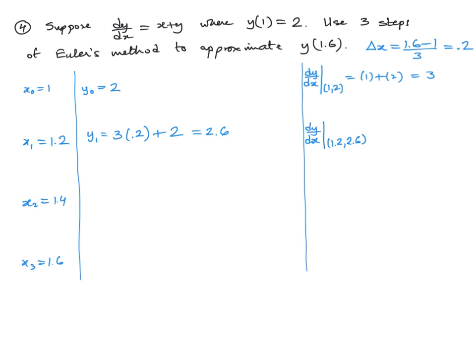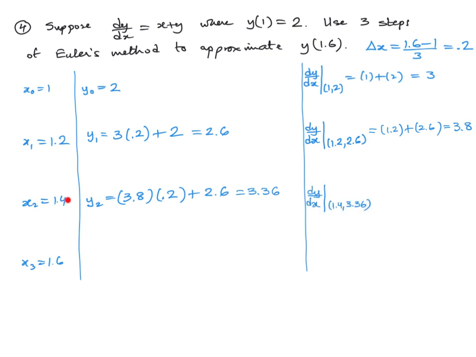So I now need to figure out what the slope of the tangent line is going to be at 1.2, 2.6. And so I plug my 1.2 for x and my 2.6 for y into the dy dx equation, and I am going to end up with a slope of 3.8. So I find my y2 by using the slope 3.8 times the step size, which was 0.2, plus the previous y-coordinate, which was 2.6. And so when I calculate that, I get y2 equals 3.36.